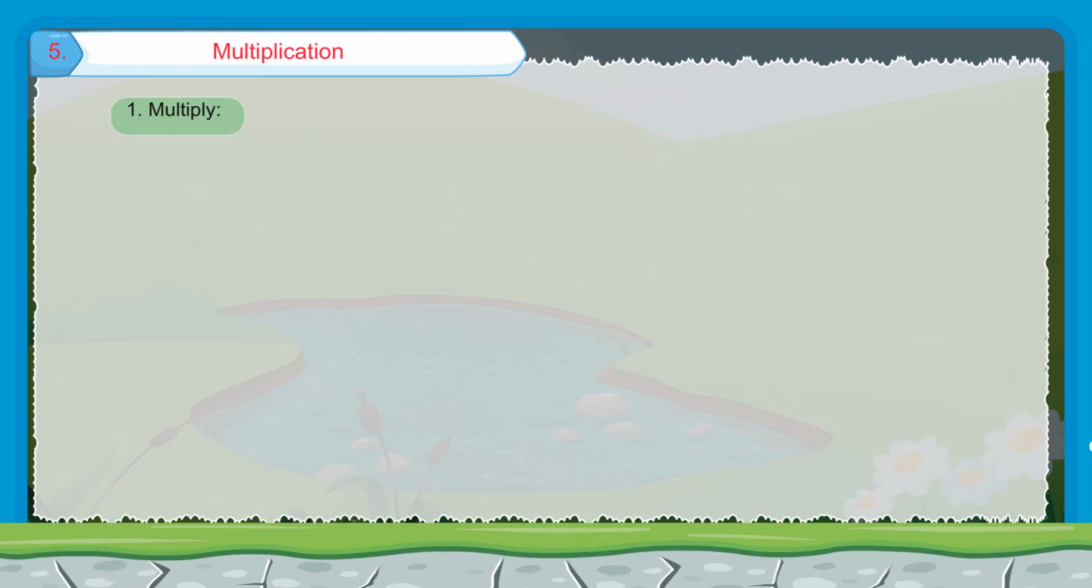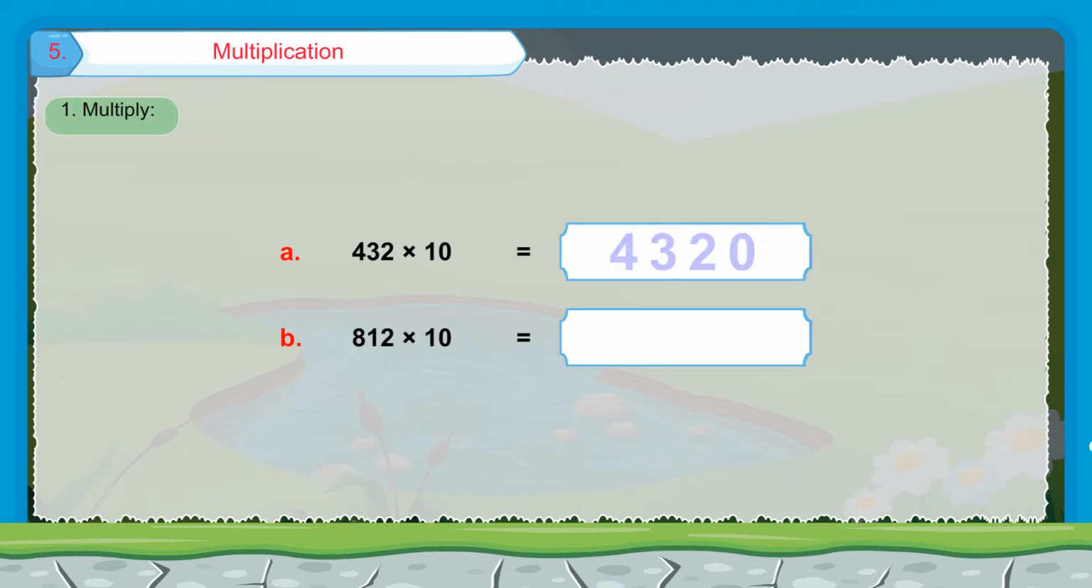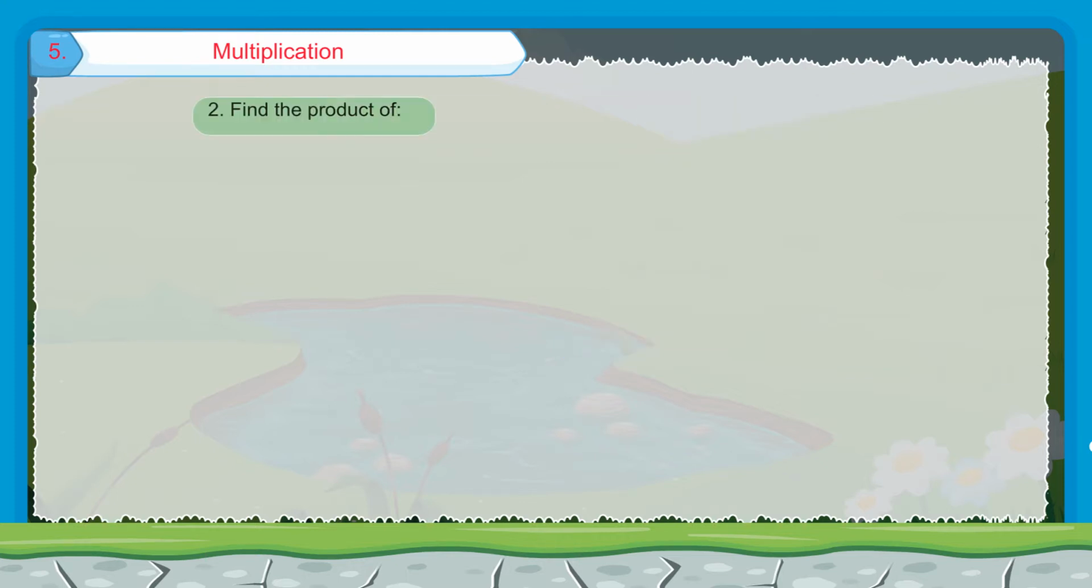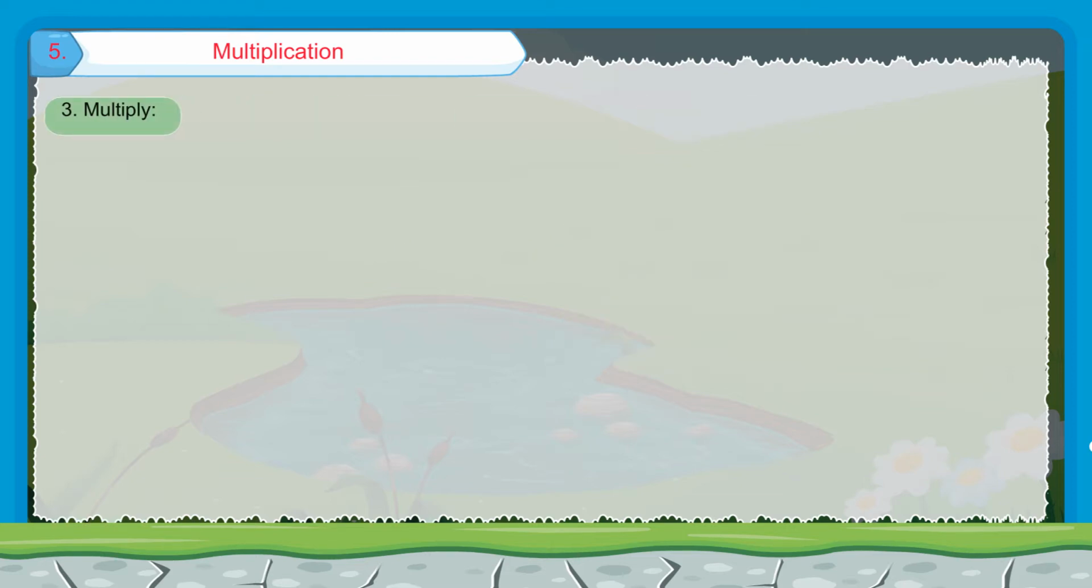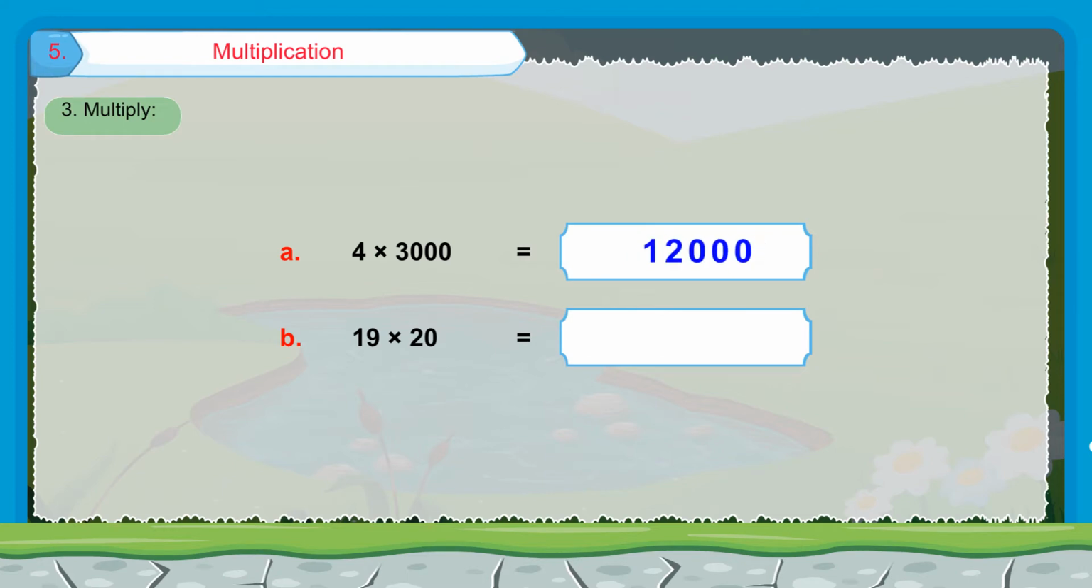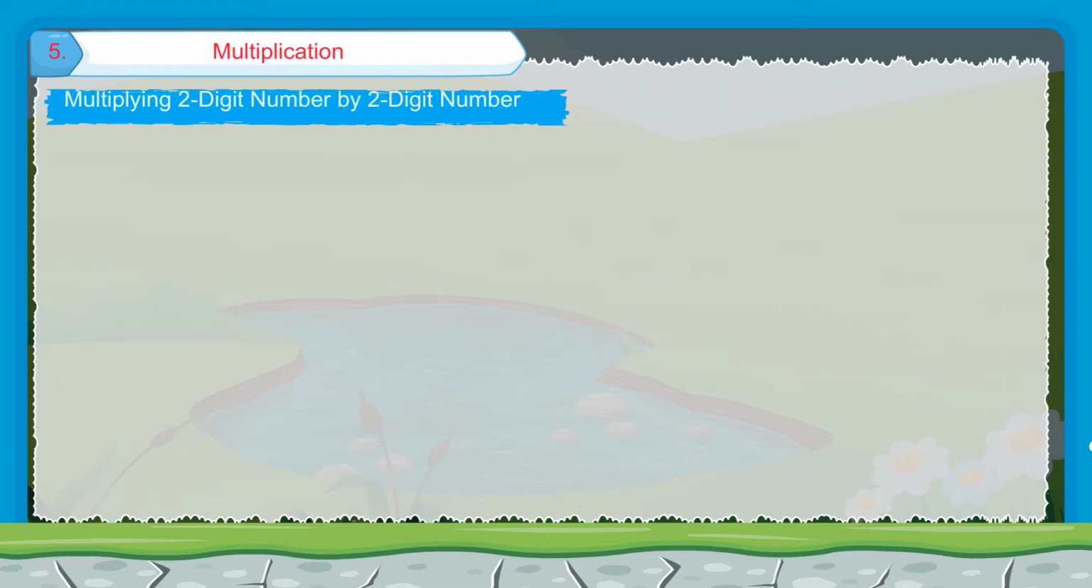1. Multiply. 2. Find the product of. 3. Multiply. 4. Multiplying two-digit number by two-digit number.